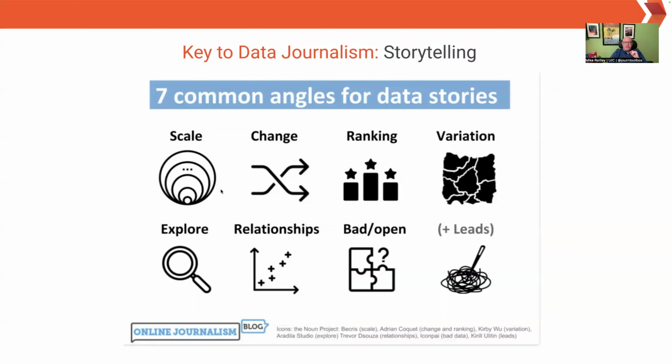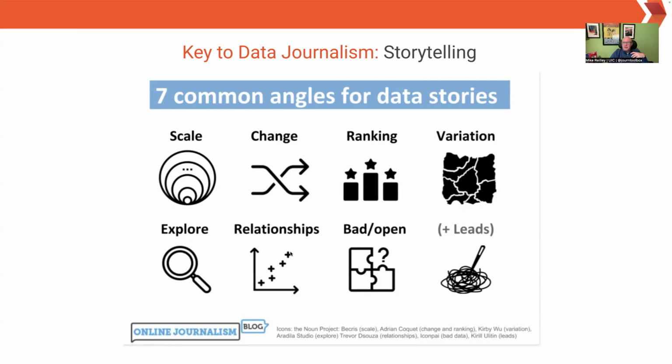Here are the common angles for data stories. Showing scale or change, how big a problem is or how much something has changed, has crime gone up or down. Rankings, where Chicago ranks among all states as far as bridges in poor condition. Variations, showing state to state, maybe how people voted in the election. Exploring a database, people can go in and search a database. We're going to build databases in here. They're very easy to do. Taking a spreadsheet, loading it in some software so people can search and find the data themselves.